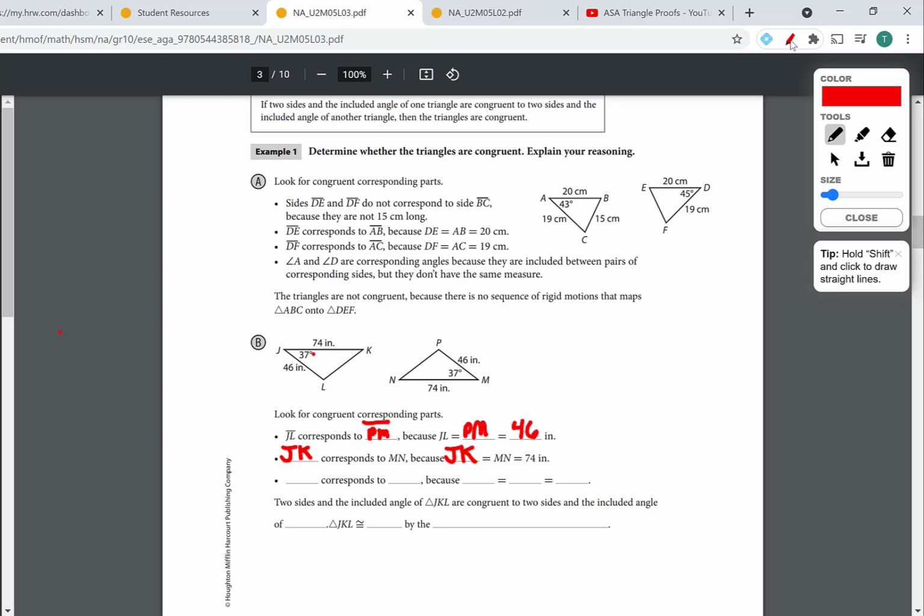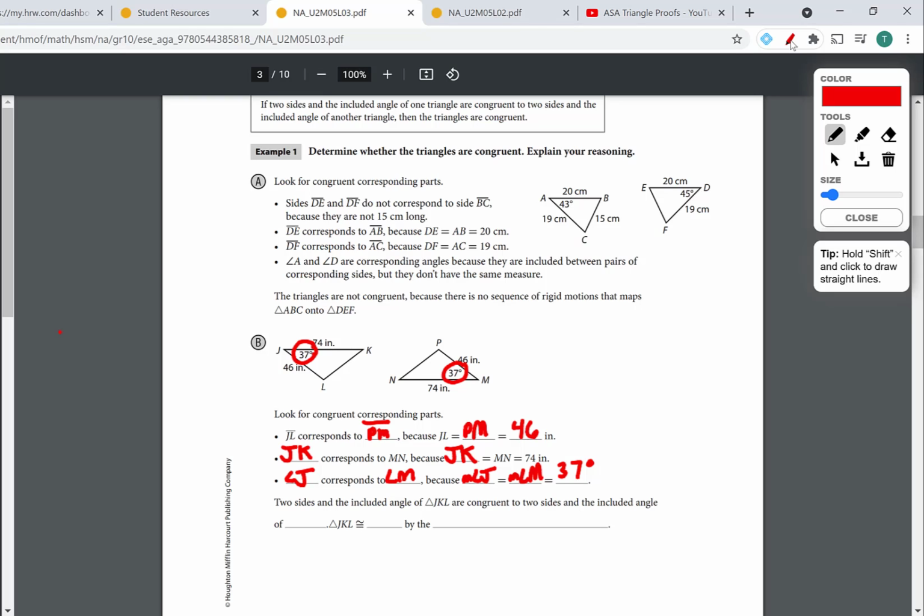And then finally, we want to talk about the angles, right? Right now we have two sets of two congruent sides. Now we need the included angle, which has to be angle J in the left triangle, because it's the angle that's formed by JL and JK, and angle M in the right triangle, because it's the angle that's formed by the segments PM and NM. And we can see that these two angles are both 37 degrees. So angle J corresponds to angle M because the measures of those angles are both 37 degrees. And generally, we wouldn't write this much in a problem unless it was a proof. We're just kind of stepping through in this example.